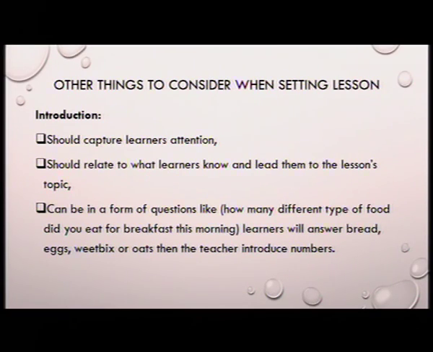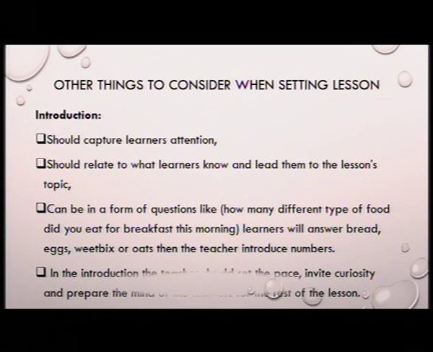Or you can ask them, how many are you at your house? Then they have to count, no, we are 7 in the house. Then you introduce numbers. You can ask them so many things. There are so many things, as long as you have the answer that is talking about numbers or whatever the topic is that you want to teach, and then you can introduce the topic.